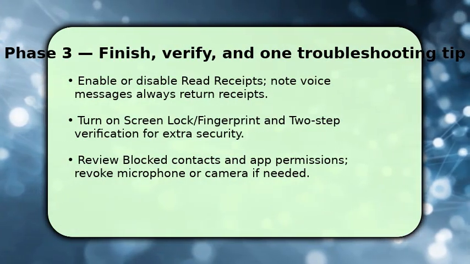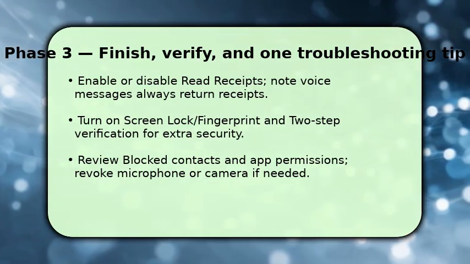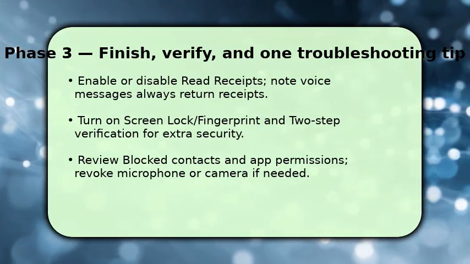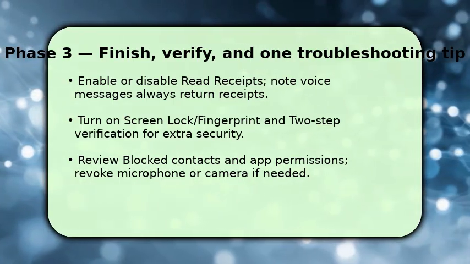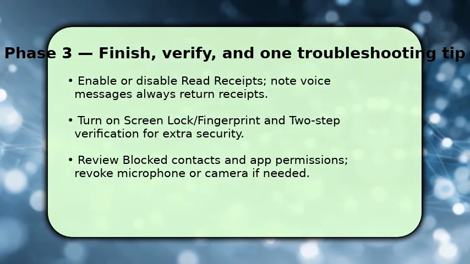Disable read receipts if you want privacy, but remember voice messages still show receipts. Then enable fingerprint or screen lock and set up two-step verification to protect account access. Review your blocked contacts list and app permissions, revoking camera or microphone access when not needed.